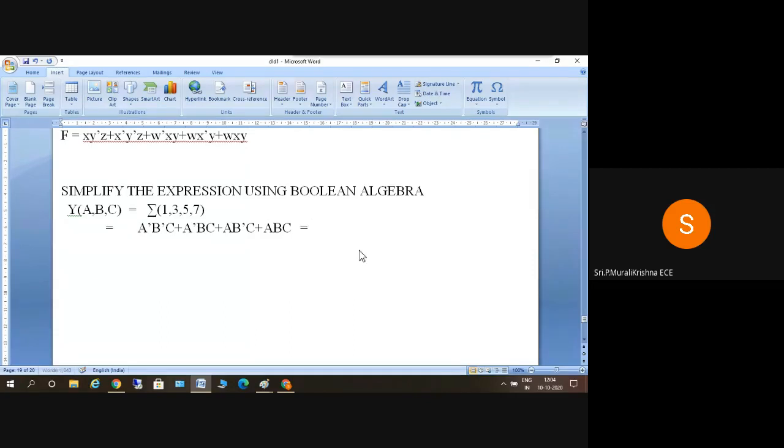So can I simplify here? I can take A bar C as common here. A bar C as common. I'll get B plus B bar. And also I can take AC as common. Again it is B plus B bar. Okay. So that is A bar C plus AC. Again I can take C as common here. It is A plus A bar. So that is equal to C. Clear?